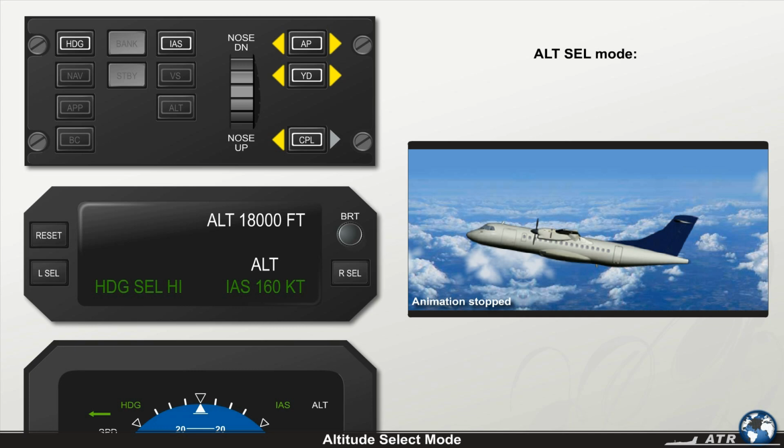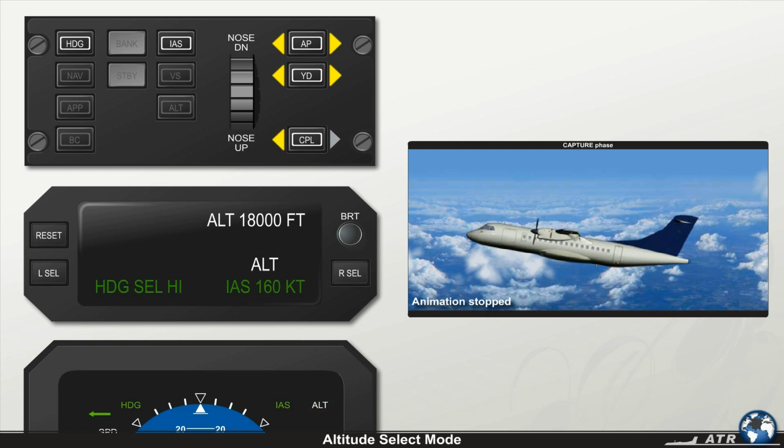This mode has three phases: the arm phase, the capture phase, and the hold phase. Arm phase. The Altitude Select arm mode is enunciated on the advisory display and the EADI by a white ALT message. Any vertical mode, for example, vertical speed hold, indicated airspeed hold, or pitch hold, can be used to fly to the selected altitude.